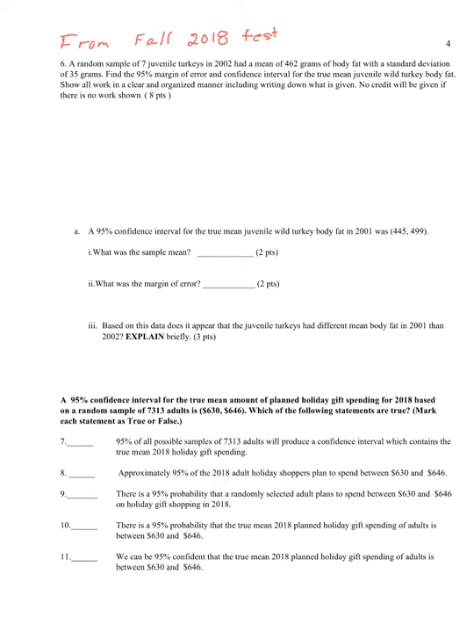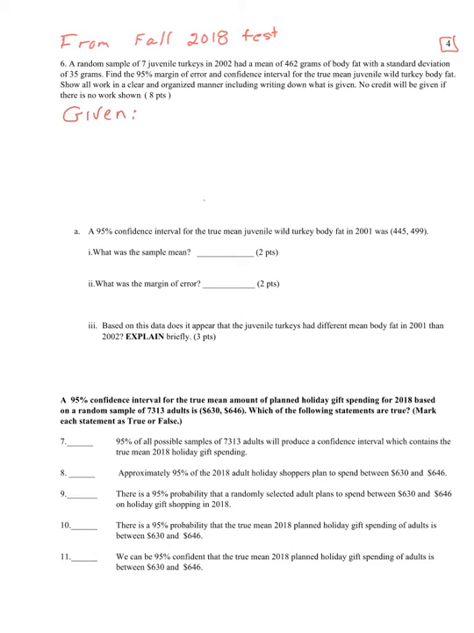And this is a question that was on the fall 2018 test, so that's why it says page 4. This is not in your book. So we had a random sample of 7 juvenile turkeys in 2002, and they had a mean of 462 grams of body fat with a standard deviation of 35 grams. And we want to find a 95% confidence interval for the true mean.